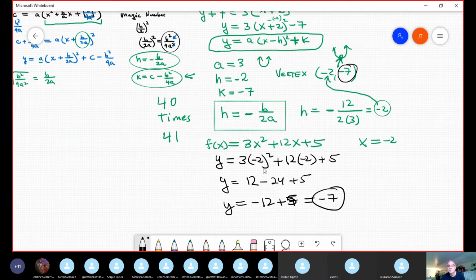Look at that. Negative 7 is K. Negative 2 is H. You see that this is fantastic. No necessarily complete the square. Go ahead.